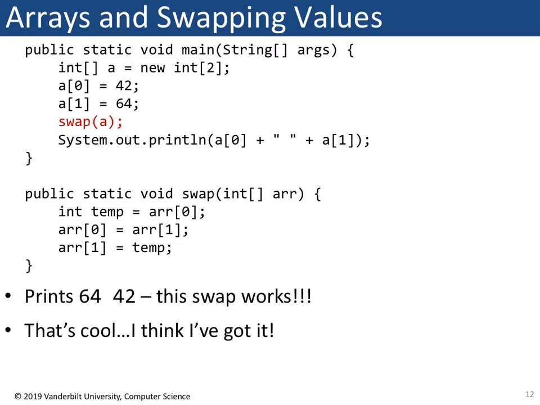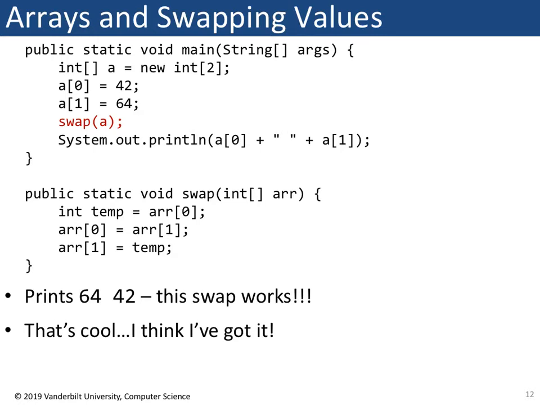So rather than having variables A and B, we now just have the array A. So we declare the integer array with the name A and initialize it to a new integer array object with length 2. We give the first element, or element 0, the value 42, and we give element 1, the second element, the value 64. Then we call the method swap and we pass A as a parameter.